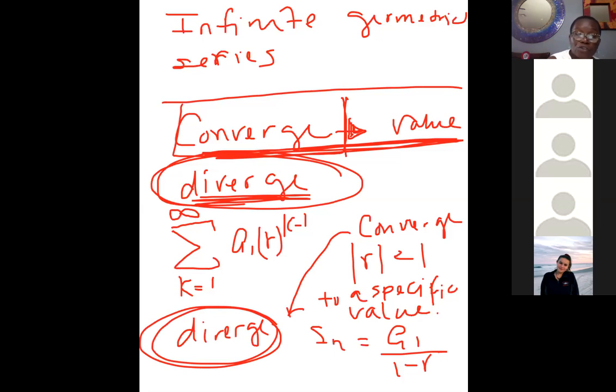In order for you to determine whether or not it converges, you have to look at your ratio. If that common ratio is less than 1, yes, it is going to converge. And yes, you can find the value of that infinite geometric series. All right, guys, so how do we find that value? Let's go ahead and practice a little bit.